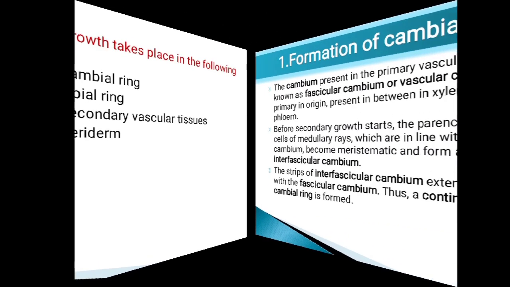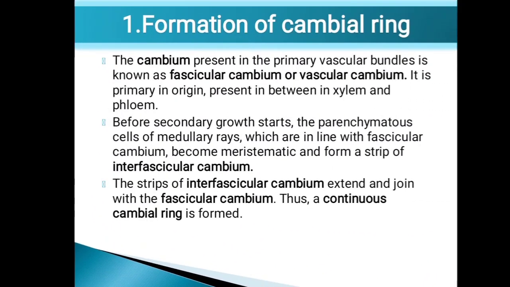Now the first point is the formation of cambial ring. Before going into detail, during secondary growth, as I told you just now, there is a formation of a cambial ring. How? Let us study. The cambium present in the primary vascular bundles is known as fascicular cambium or vascular cambium. It is primary in origin, present in between xylem and phloem.